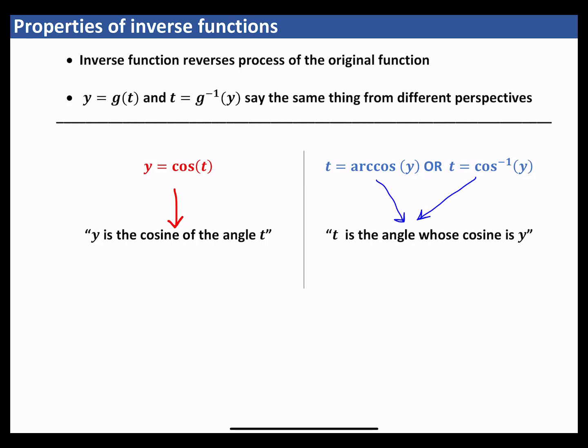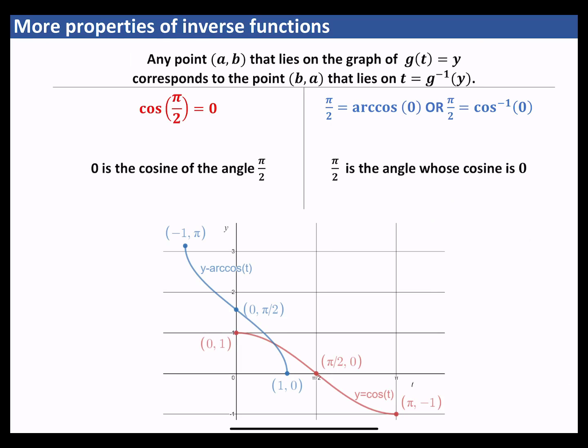Another property of inverse functions we learned previously is that any point (a, b) that lies on the graph of y equals g of t corresponds to the point (b, a) that lies on t equals g inverse of y. For example, we know that (pi over 2, 0) lies on the graph of the restricted cosine function. And so then (0, pi over 2) lies on the inverse cosine function.